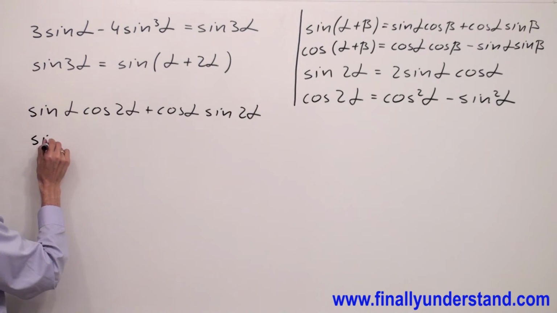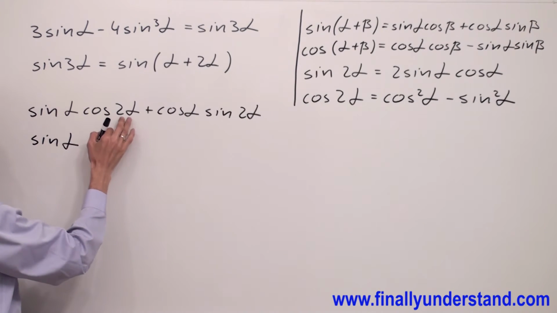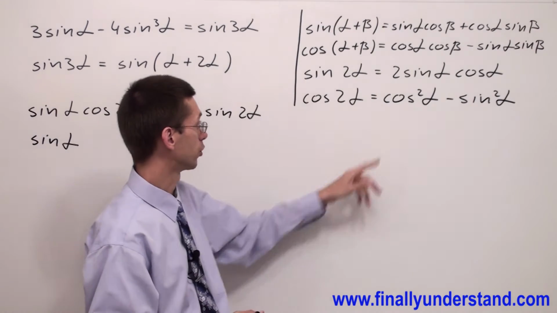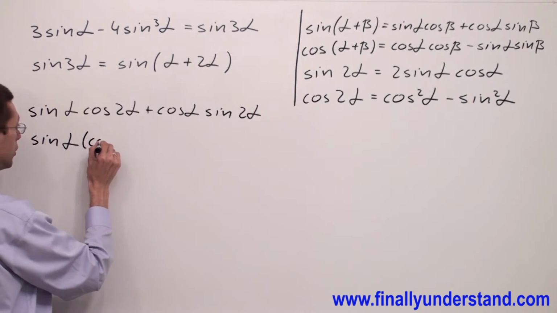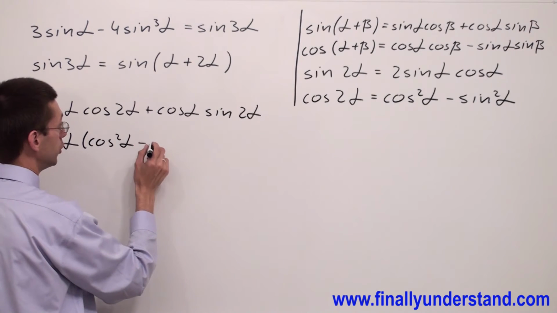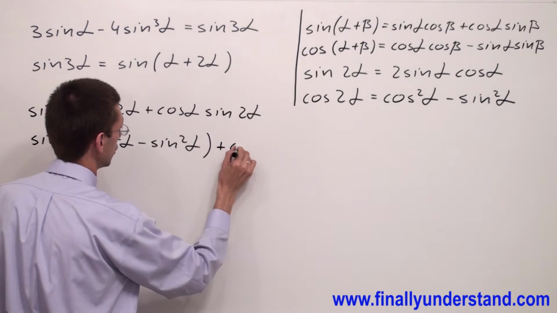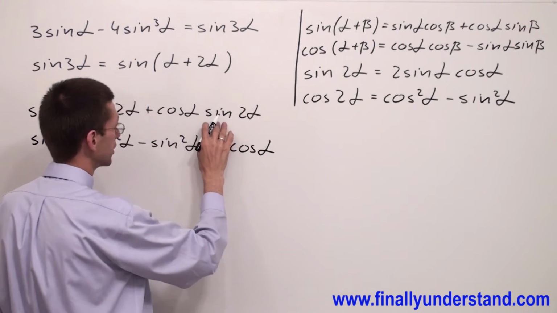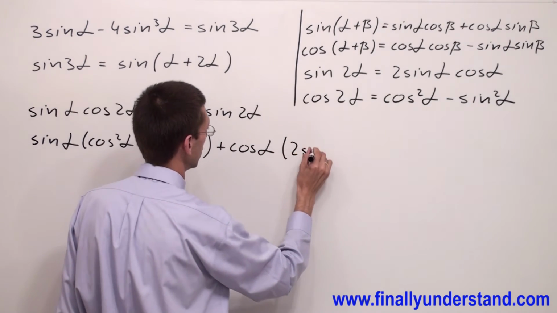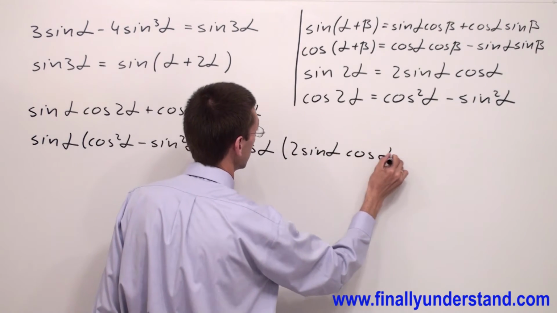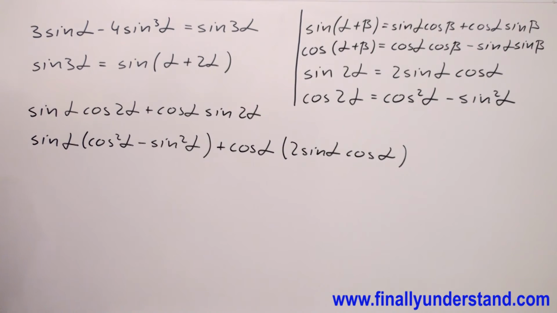So I have sine alpha, and instead of cosine 2 alpha, I'm going to write cosine square alpha minus sine square alpha, plus cosine alpha, and instead of sine 2 alpha, I'm going to write 2 sine alpha cosine alpha. Next, I'm going to simply multiply this sine by every single term inside of the parenthesis and this cosine by every single term inside of that parenthesis.